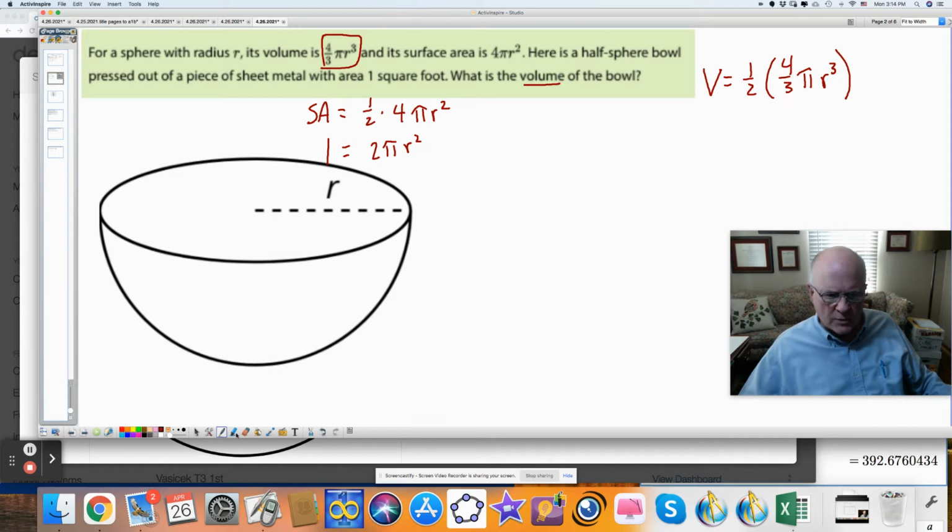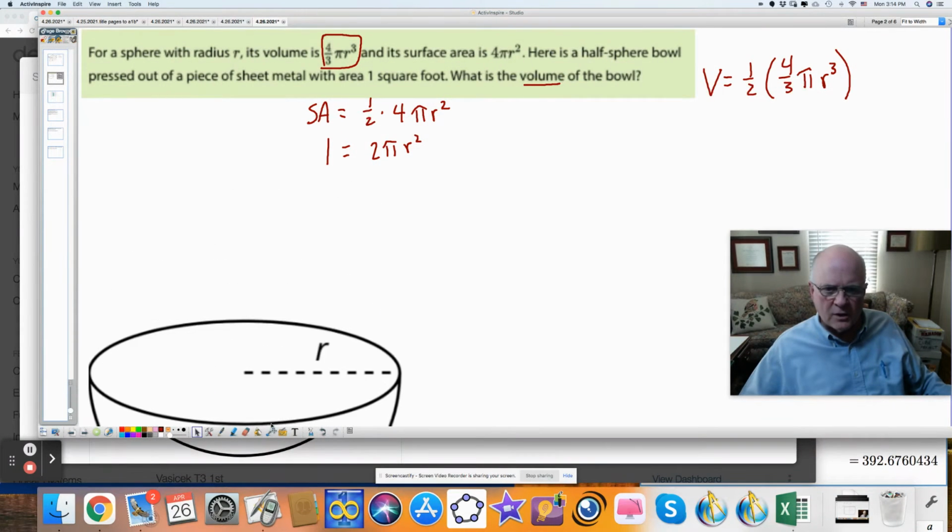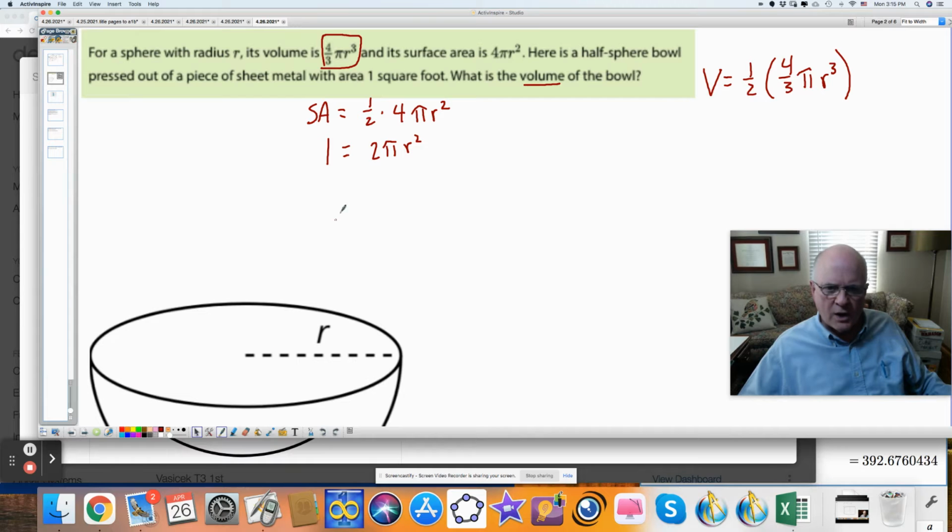To find this, I will do the inverse operation. So I'm going to divide both sides by 2 pi. I'm doing this in case you were absent, or in case you wanted to see this done slower than we might have done it in class. To find out what the radius is, I'm going to take the square root of both sides. So this funky looking number here, square root of 1 over 2 pi, is my radius.